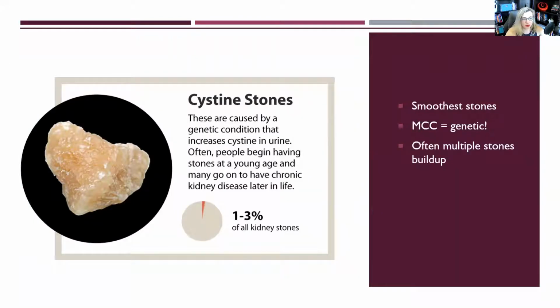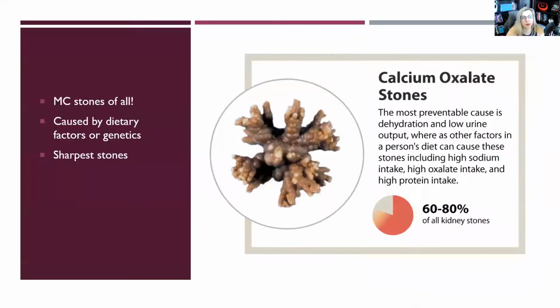Now, cystine stones, remember that these were the most rare of all the kinds of stones, and they're also the smoothest. And that's because it's all about a genetic condition. And these cystine stones, they crystallize very beautifully and very smoothly. So typically, cystine stones are a big bad situation if you find these patients with a history of cystine stones, because they tend to have chronic kidney disease later in life. You can also have multiple stones that build up. And there's a lot of other genetic factors that go into this one. So it's just handy to know that genetics definitely play a factor in this particular stone.